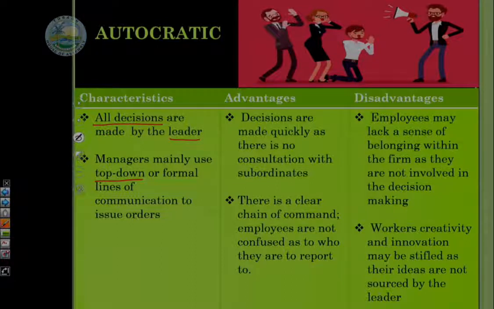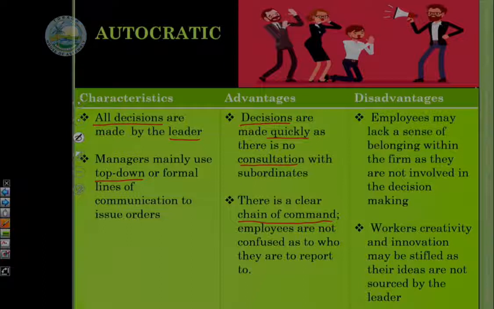All right. Advantage of this type of leadership is that quick decisions are made. Quick decisions are made because there's no consultation with employees or the subordinates or the secretaries or anyone. All right. There's a clear chain of command in terms of who the head is, who the subordinates or the employees are as well, and who each person is reporting to on the organizational structure.